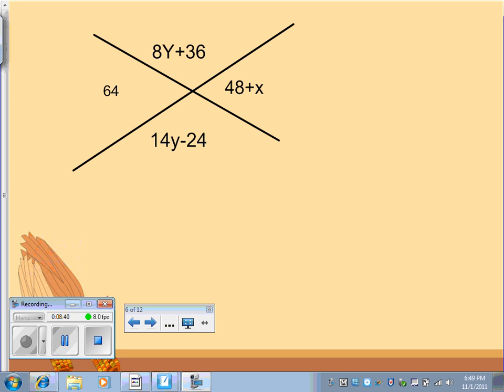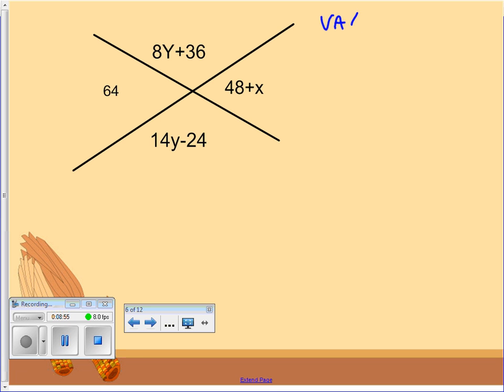Okay, next equation. Solve for x, solve for y. Again, write the 7 equations. Yes, I want you to write them. So for vertical angles, I have 2. And they are going to be 64 is equal to 48 plus x. Also, we're going to have 8y plus 36 is equal to 14y minus 24.